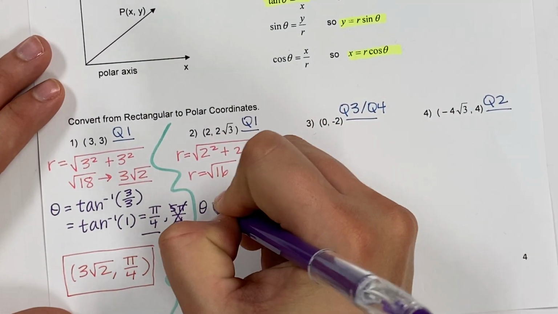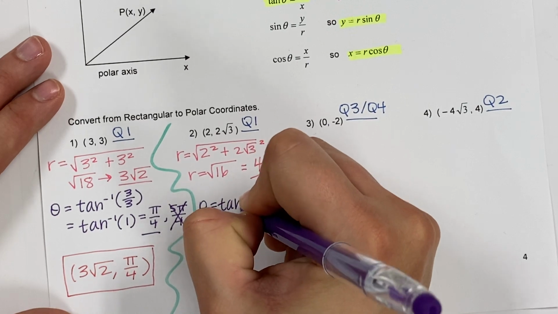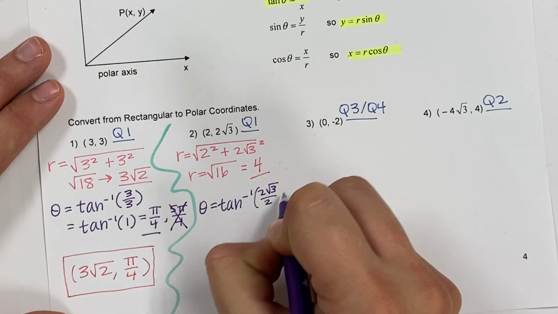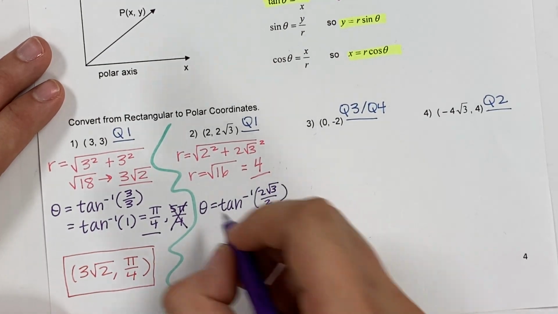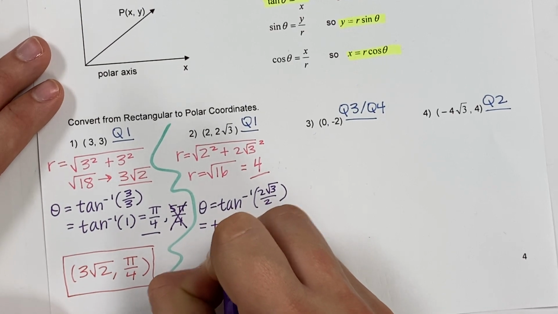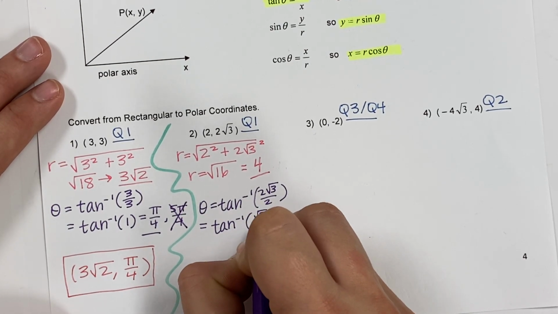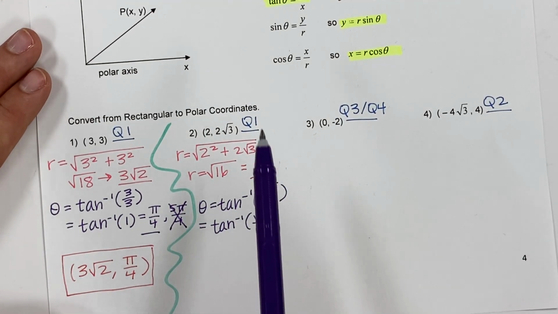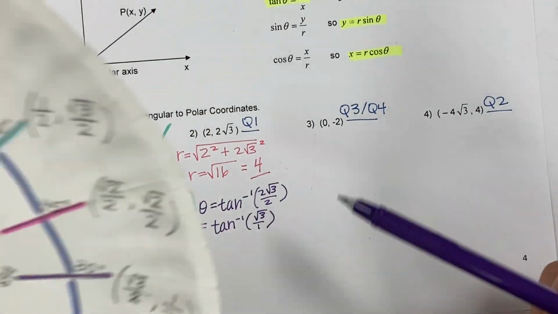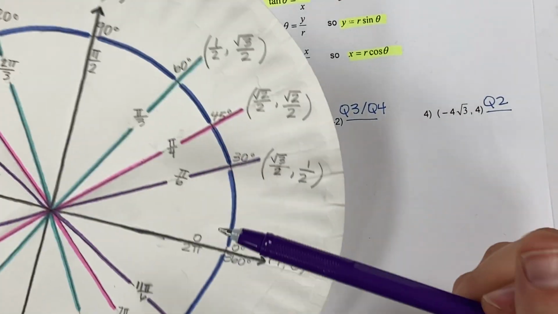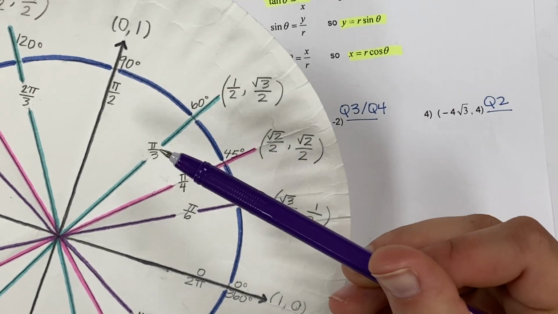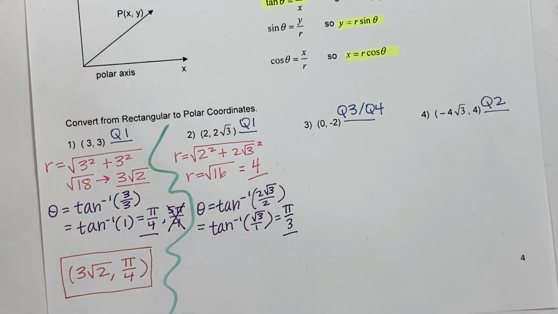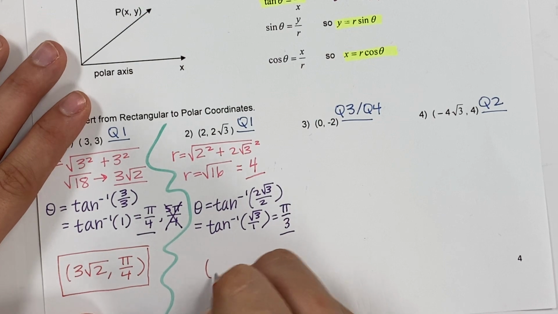Let's find theta. So the tangent inverse of y over x. Well, if you'll notice, the 2's can cancel out when I simplify. So it's just root 3 over 1. Now, last time we found both, but I'm going to be strategic this time because I know I'm only needing to look in quadrant 1. So where is the y root 3 and the x 1? Ooh, right here. So pi over 3. So my answer is 4, pi over 3.